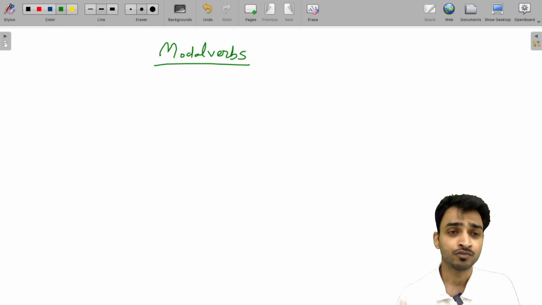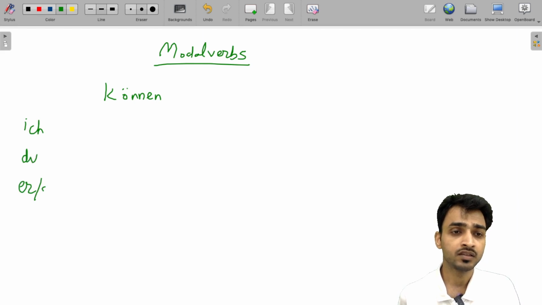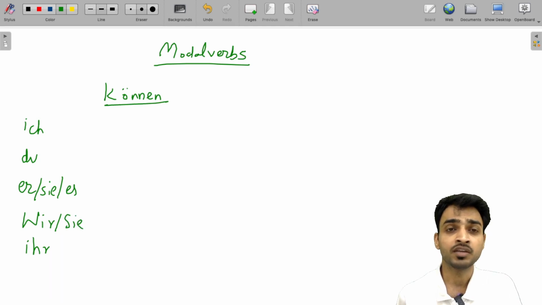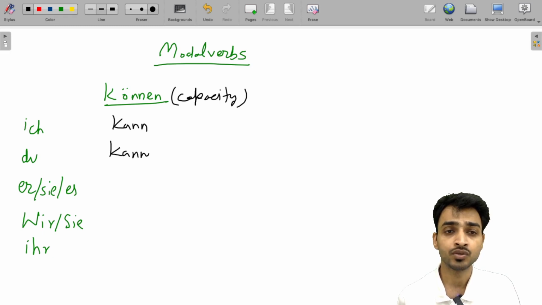So I am writing here, the first modal verb is können, which means to be able to, and I am writing the subjects here: ich, du, er, sie, es, wir, and ihr. First we'll see the meaning. Können means can. When we talk about ability, your capacity of doing something, we use the modal verb können. So if you say ich, it is kann. Ich kann, du kannst, you can.